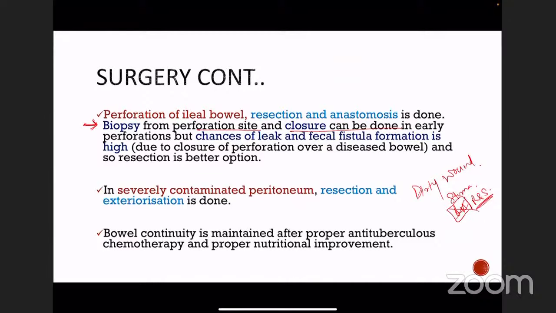So bowel continuity is maintained after proper antituberculous chemotherapy and proper nutritional improvement. This is second stage treatment if we are doing exteriorization or stoma formation, right? This was about the perforation in TB, ileocecal TB.